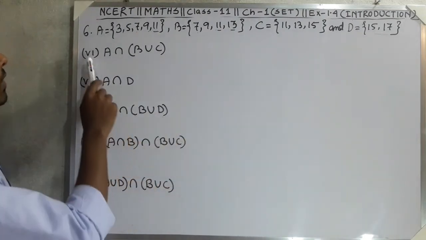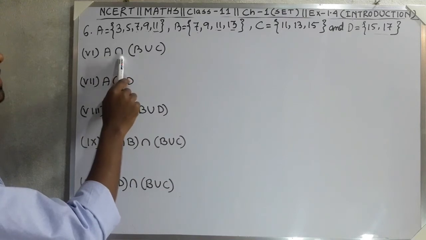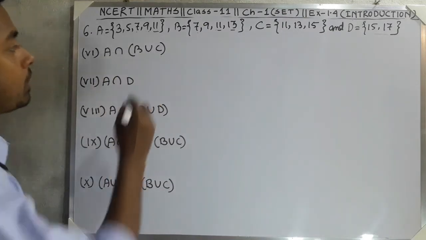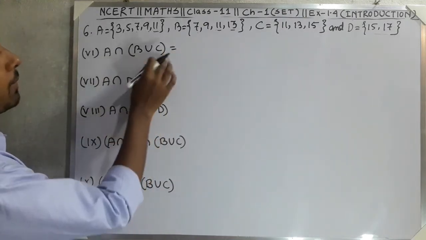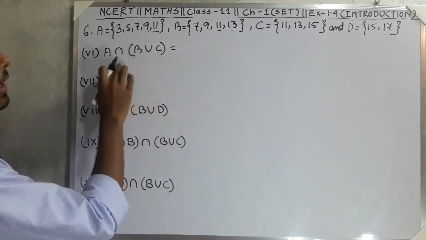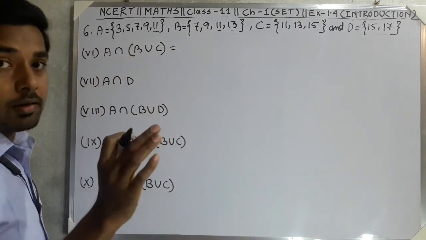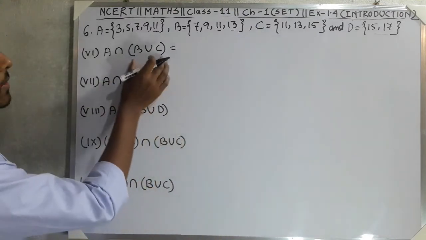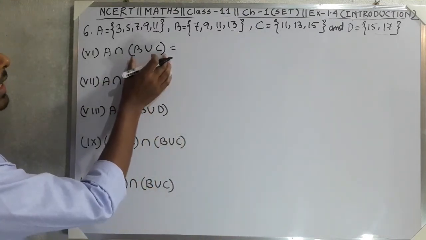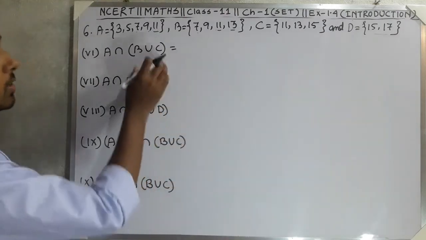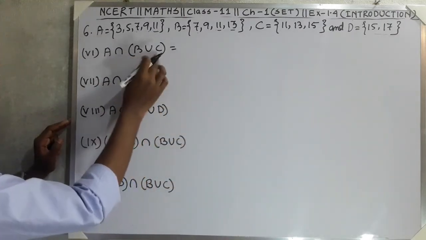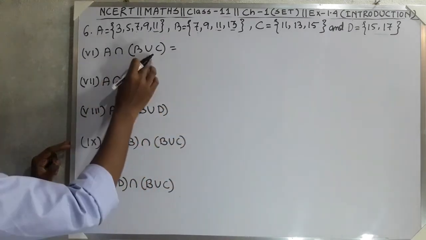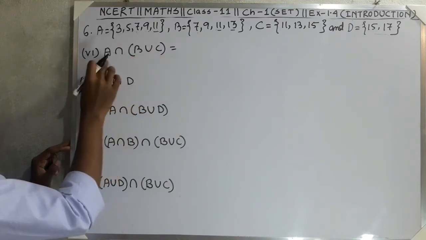Now we have to find out A intersection (B union C). Okay. So wherever you are having the bracket, that means according to our BODMAS rule, as we have done in class 5 and 6, the work of the bracket you have to do first. So first of all we will find out B union C. Then we will find out intersection of this set and A.